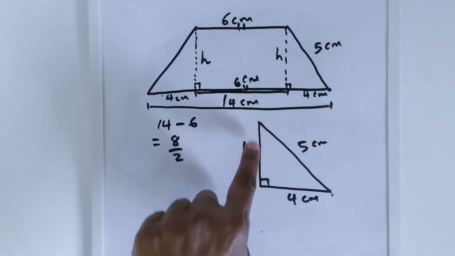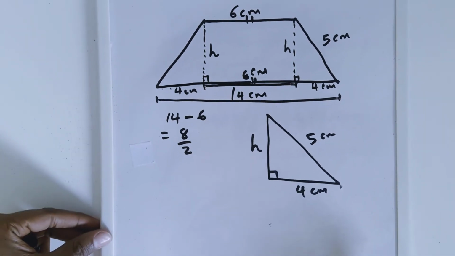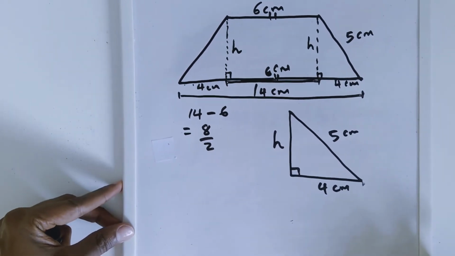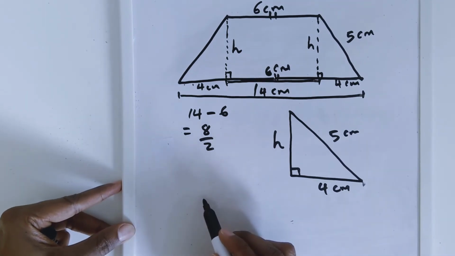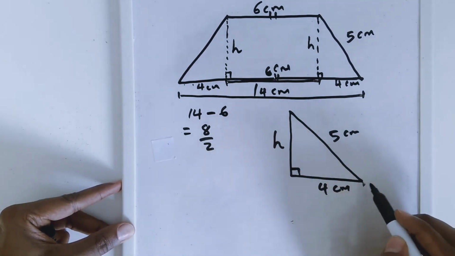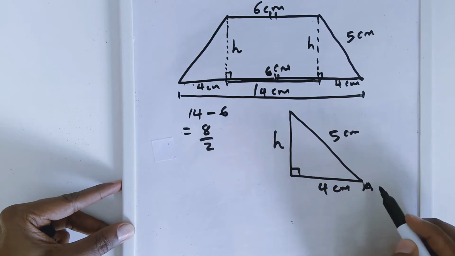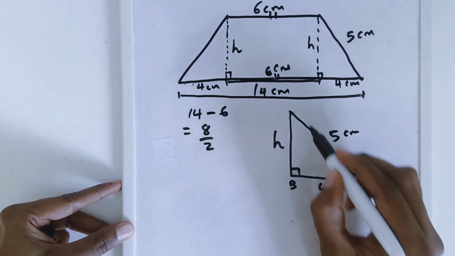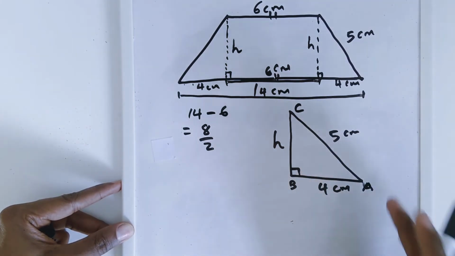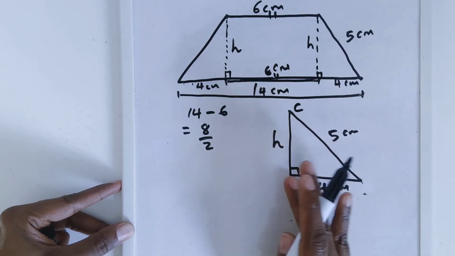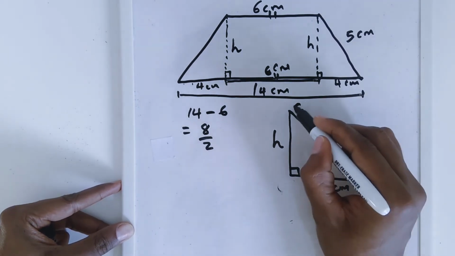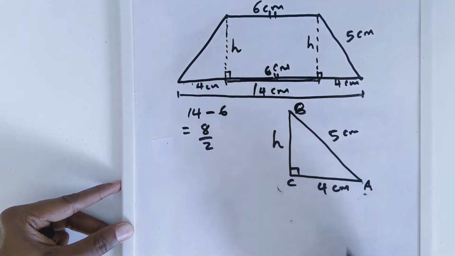And in order to find the height of this right angle triangle, this is where we use Pythagoras Theorem. So we said, assume here is, let's say A, B, C. Let me say A, B, C.